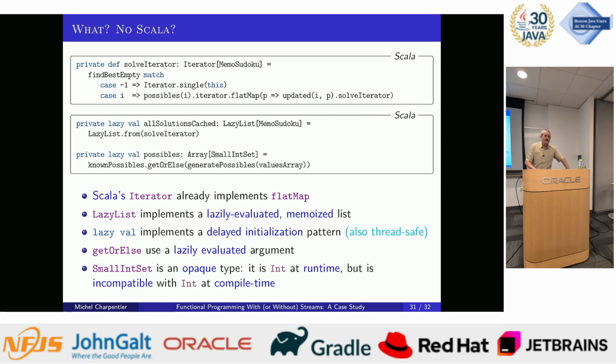What's that feature called, Jalen? Opaque types. That's how it's called in Scala and in ML.